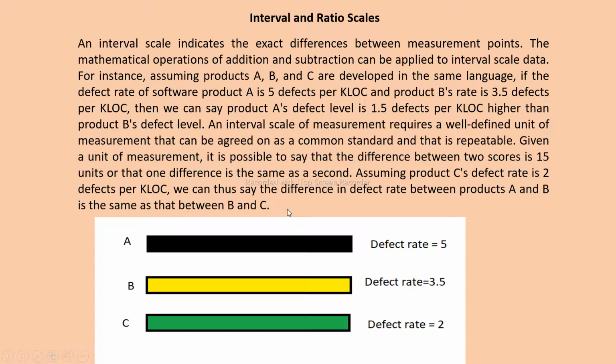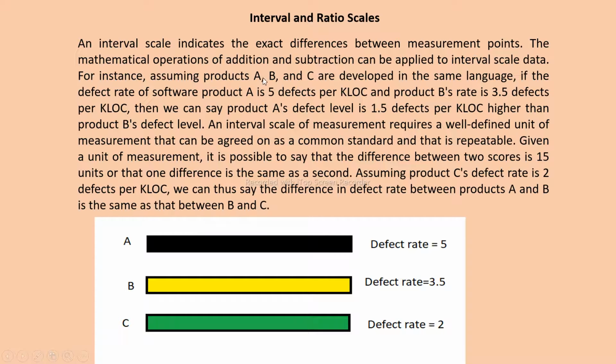So we have learned the nominal scale and the ordinal scale, and the third is the interval and ratio scales. An interval scale indicates the exact differences between measurement points. We are coming to one important point, that is, the exact difference between measurement points. The mathematical operations of addition and subtraction can be applied to interval scale data.